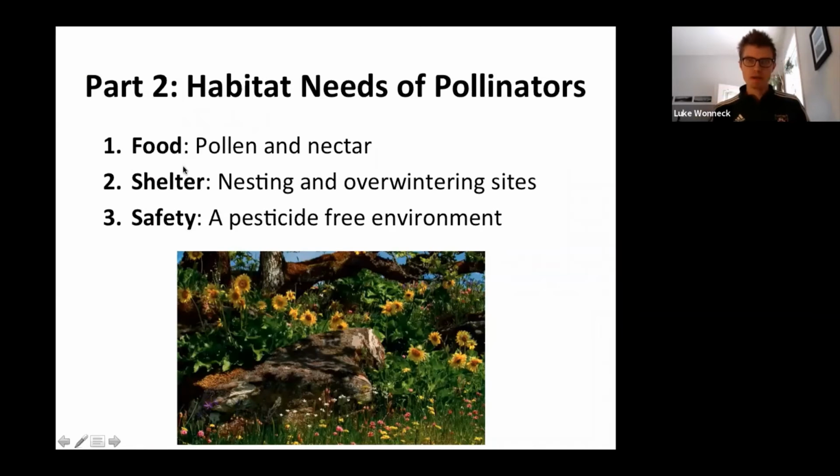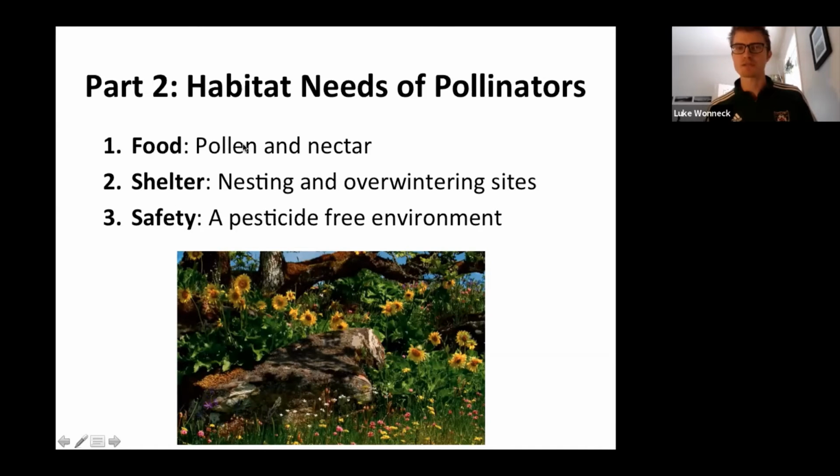So in part 2, I'm going to be talking about what the habitat needs of pollinators are. Habitat is a fancy word for home. So what do pollinators need to have a good home that they'll be able to survive in? Well, like us, pollinators need food, shelter, and safety.